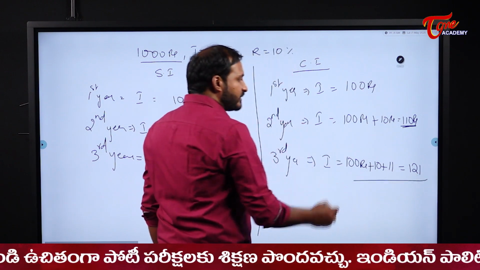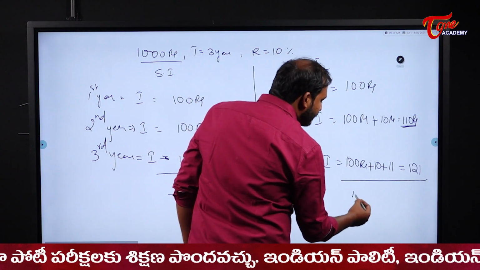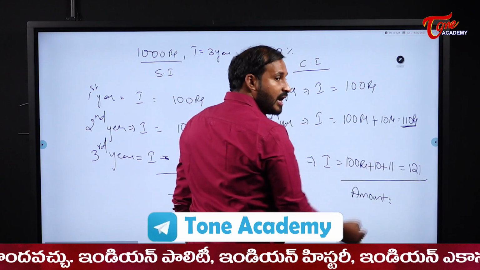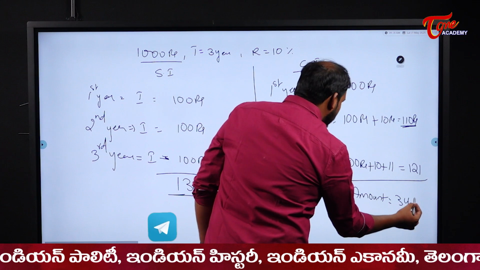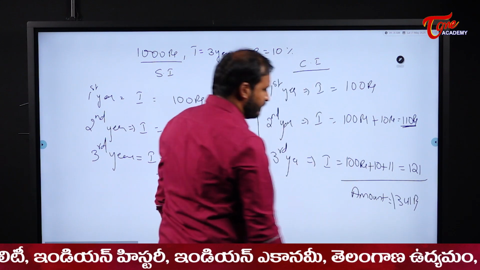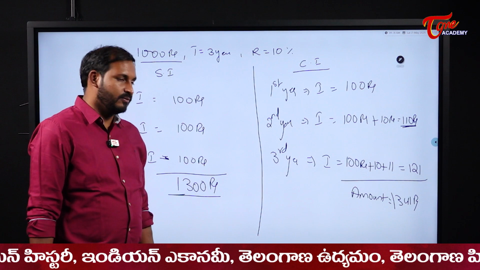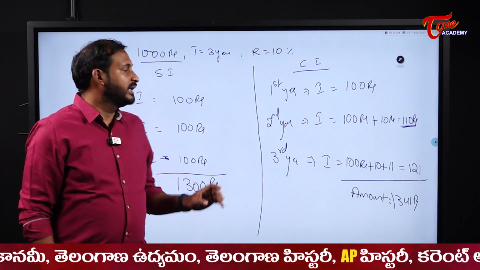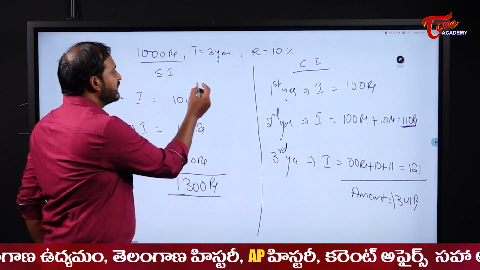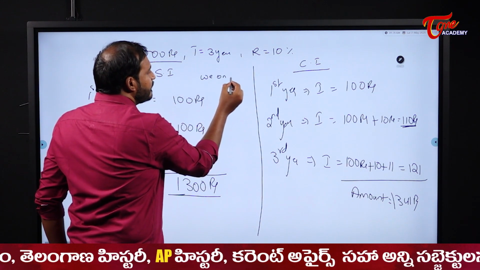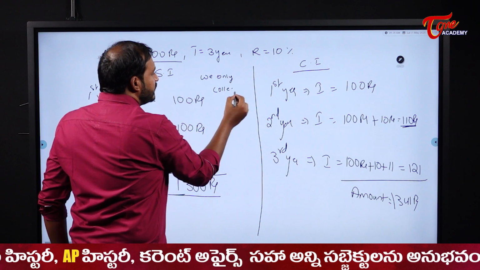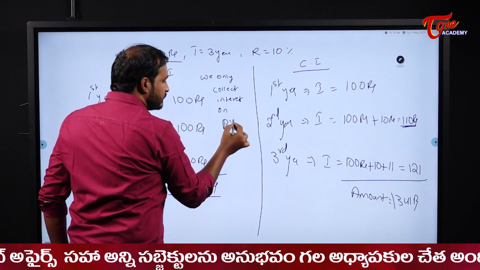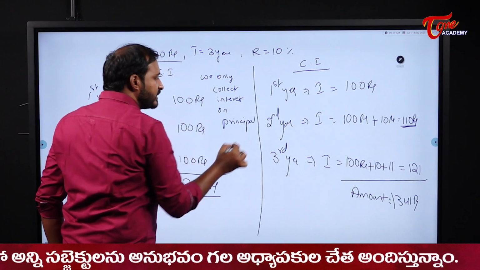That means by the end of 3 years, how much amount will I repay? 100, 110, 210, and 341. Sorry, 1341 rupees. The amount here is 1341 rupees. Now, please observe here, students. For your better understanding, for the time being, in case of simple interest we only collect interest on principal.